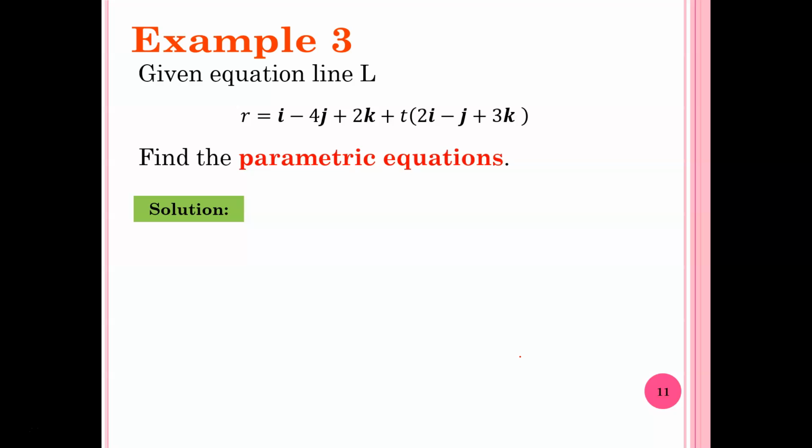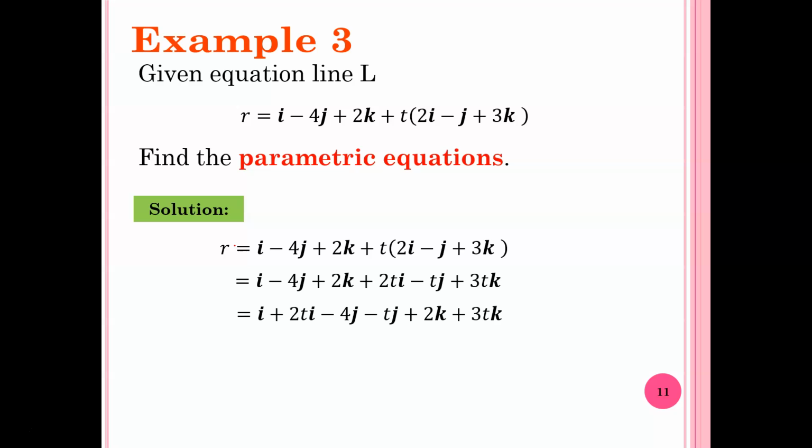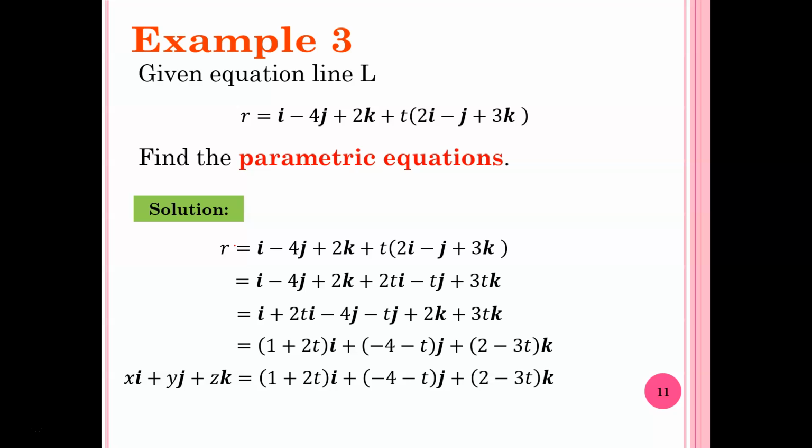Now we move on to the example. Given the equation of line L, you have this equation r equal to, this is your a, t, and v, right? Find the parametric equation. But before that, all you have on the left-hand side is r, so you need to expand it. So it's actually like this. The parametric equation will be like this.